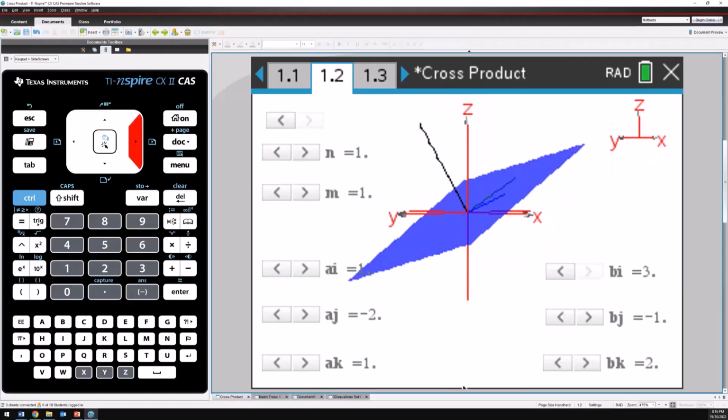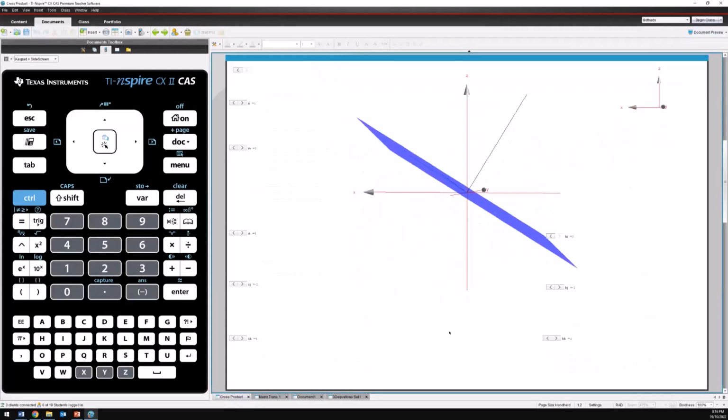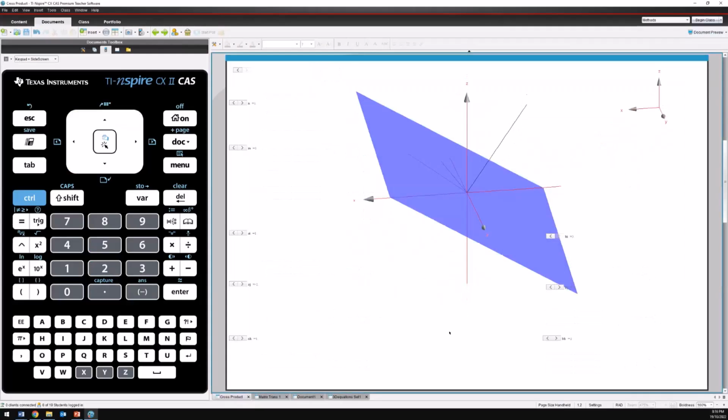Now, if you only want it as a teaching tool, if you change your software across to computer view, you'll see that the image that it gives you is a lot better. That's because the other space is trying to, I guess, portray exactly what the calculator is showing.